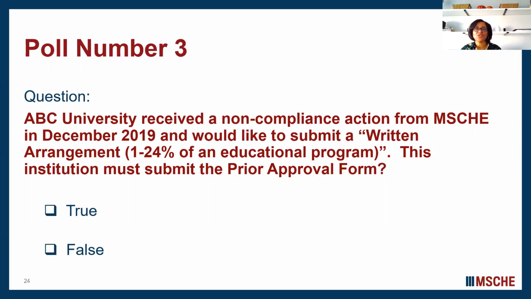Again, this institution had received a non-compliance action from the commission in December 2019, which was a year ago, so it's less than 3 years. So that's why this institution must submit the prior approval form.